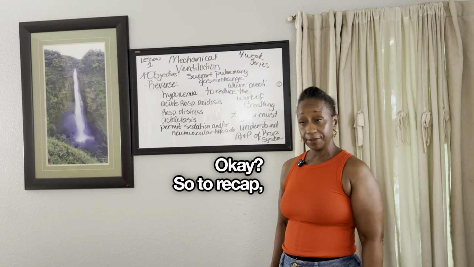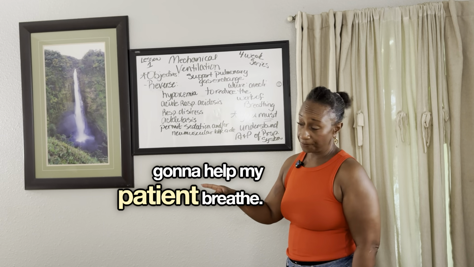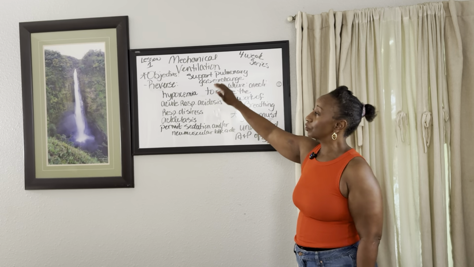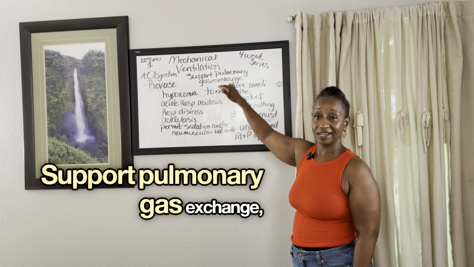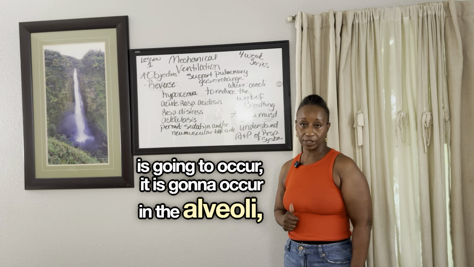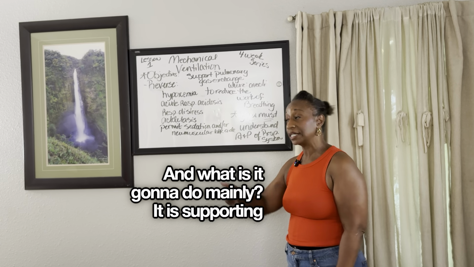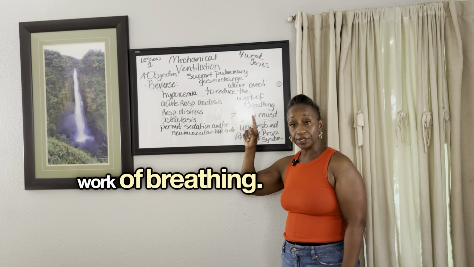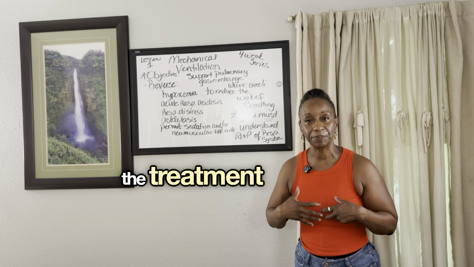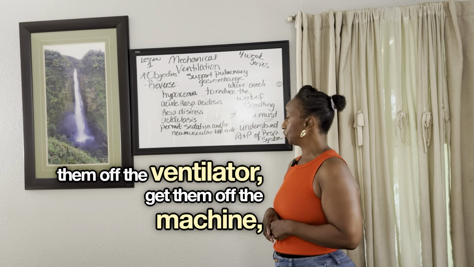So to recap, mechanical ventilation is a machine that's going to help my patient breathe. What is that breathing going to help my patient do? Support pulmonary gas exchange, and where that gas exchange is going to occur, it is going to occur in the alveoli, right? And what is it going to do mainly? It is supporting reducing the work of breathing. Why do I want to reduce the work of breathing? So my patient can heal with the treatment plan that we're going to work together with, and to get them off the ventilator, get them off the machine, okay?